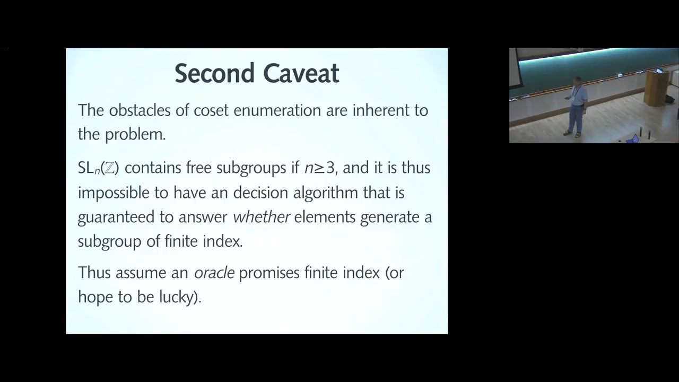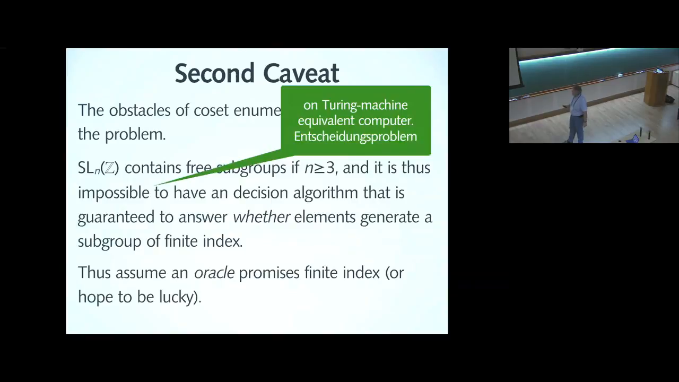SLNZ, if n is greater than or equal to 3, contains free subgroups. So we have free groups there and we have the insolvability problems for finitely presented groups. So I will assume there is an oracle which promises finite index, or if you want, you can say we hope we are lucky. Okay, and this is impossible, as I mentioned in my lecture series, by translating it to the Halteproblem or the Entscheidungsproblem for Turing machines.